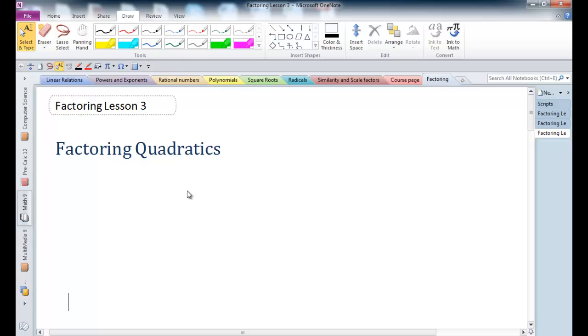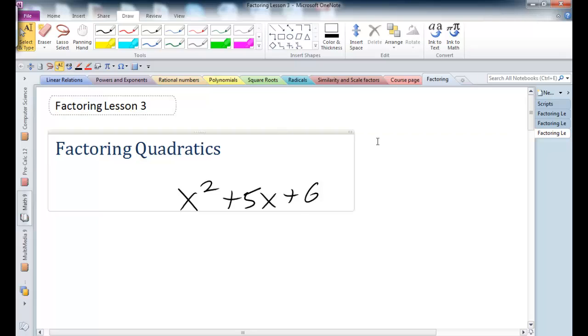In this lesson we'll learn to factor some special binomials and trinomials. They're special because they have a squared variable in them. That is, a variable raised to the power 2, like this: x squared plus 5x plus 6. These polynomials are called quadratics, the quad meaning square.